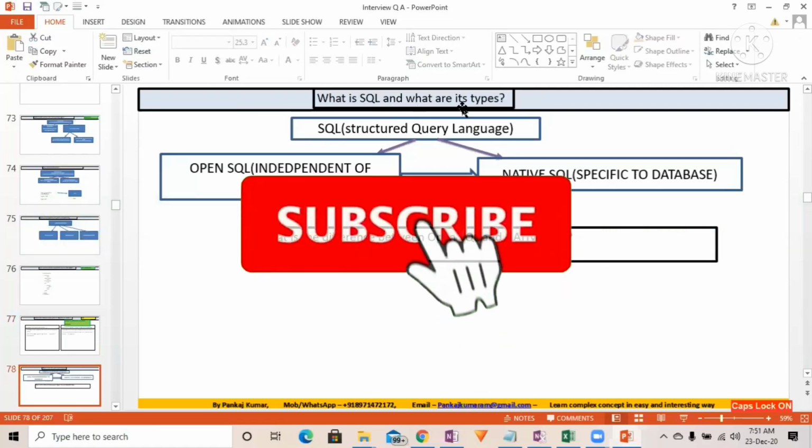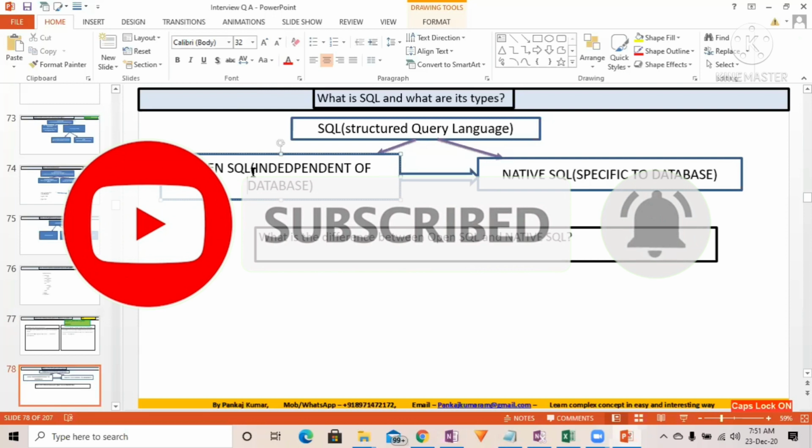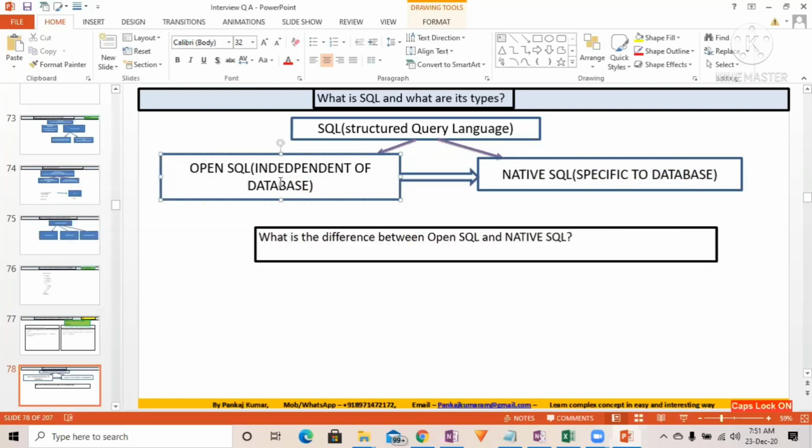What is SQL and what are its types? So there are basically two types of SQL. Open SQL and native SQL. Open SQL is going to be independent of database, and native SQL is specific to database.